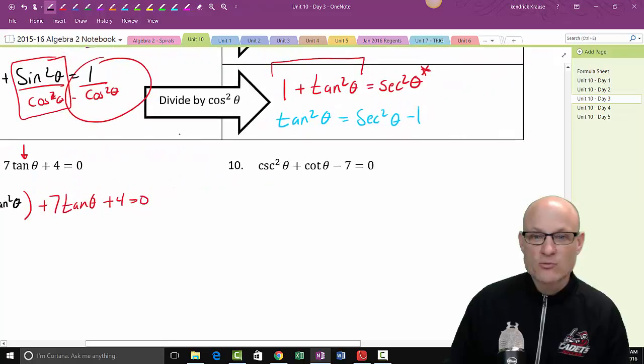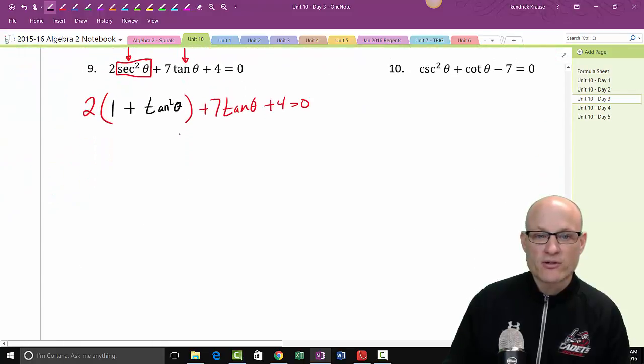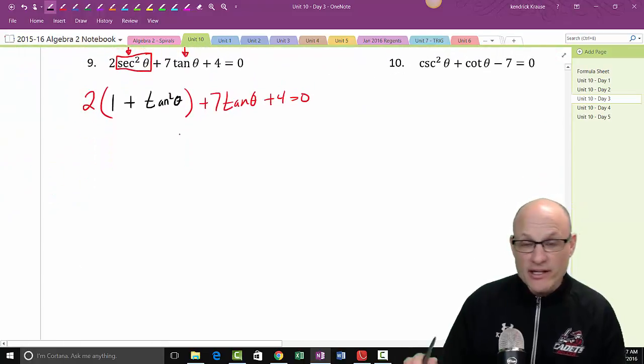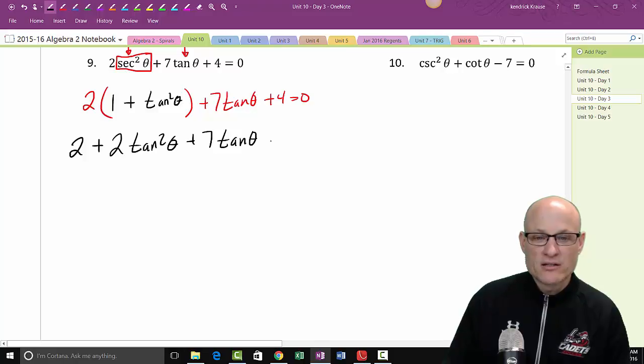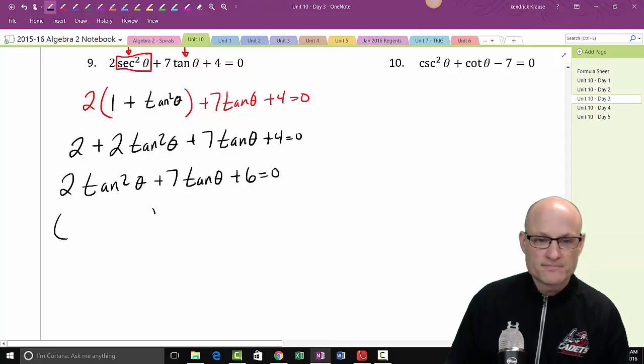Is that what I got? 1 plus tangent squared theta is equal to secant squared theta. Now that I've done this, I'm going to clean it up, and then I'll just finish it. So I get 2 plus 2 tangent squared theta plus 7 tangent theta plus 4 equals 0. Now I got to clean it up. 2 tangent squared theta plus 7 tangent theta plus 6 equals 0. Now we've got some factoring to do.